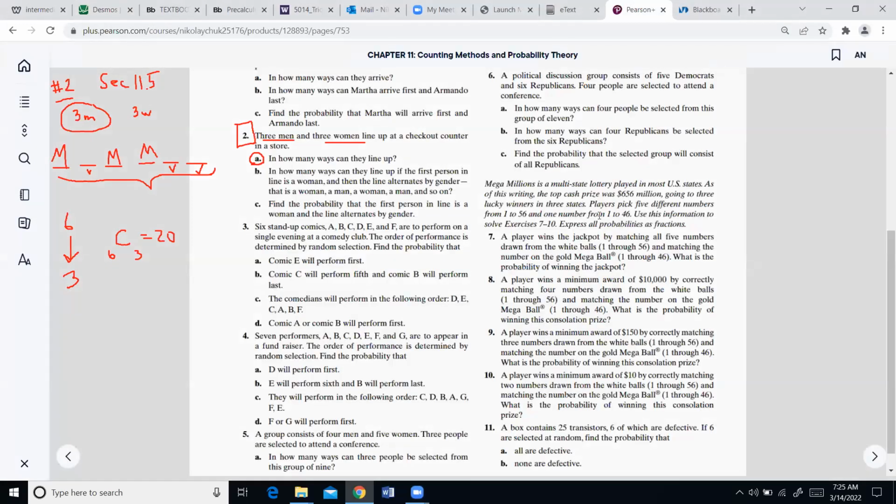Okay, that's great. So part B says, in how many ways can they line up? So that was part A of exercise 2. So let's do part B of exercise 2. If the first person in the line is a woman, and then it alternates by gender. So now we really have something. 1, 2, 3, 4, 5, 6. So first position is for a woman, right? And then they alternate by gender. So this will be a woman, a man, a woman, a man, and so forth.